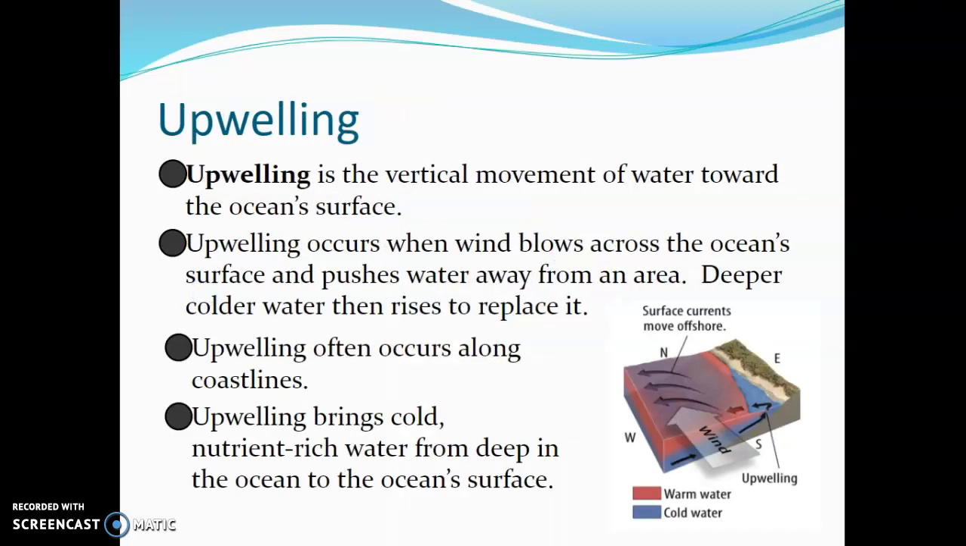Upwelling is the vertical movement of water towards the ocean surface. So vertical is up and down. Upwelling occurs when wind blows across the ocean surface and pushes water away from an area. Deeper, colder water rises to replace it. So as water gets skimmed off the surface, cold water from below has to come up. And it often occurs along a coastline, as you can see in that picture. The wind is coming from the coast towards the ocean, pushing the water away into the deeper ocean. And that is causing that upwelling, or that cool water, to come up near the beach. It brings cold, nutrient-rich water from deep in the ocean to the surface.